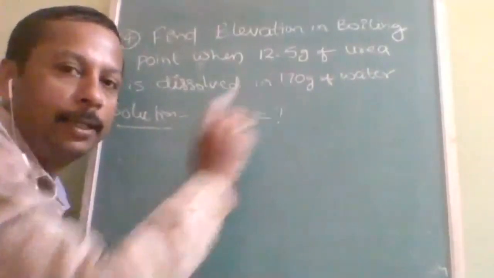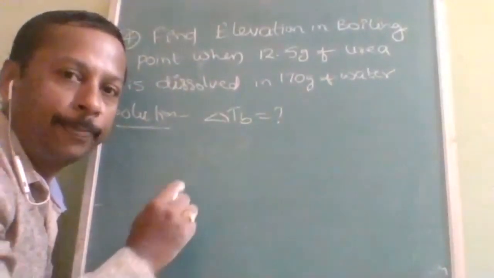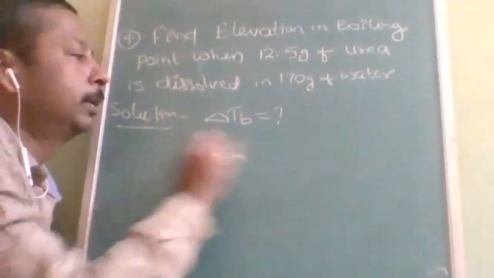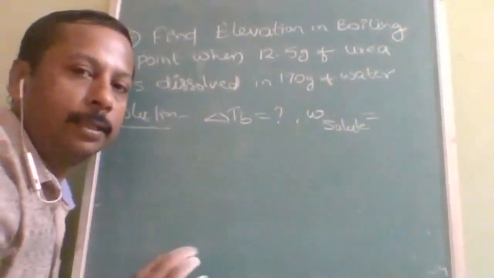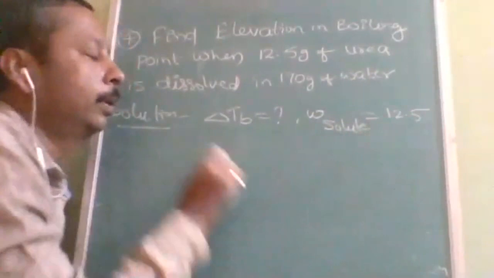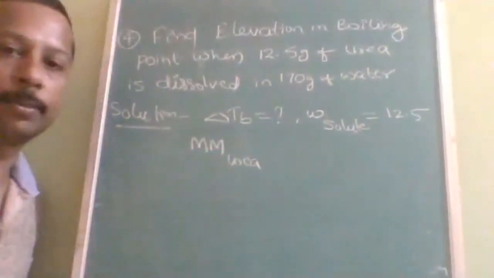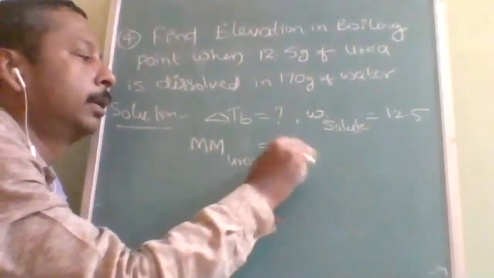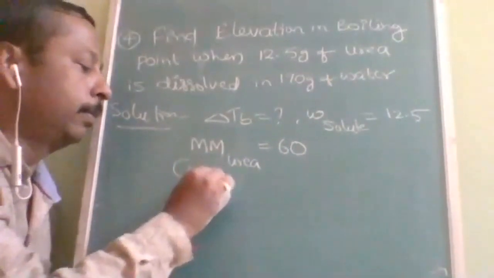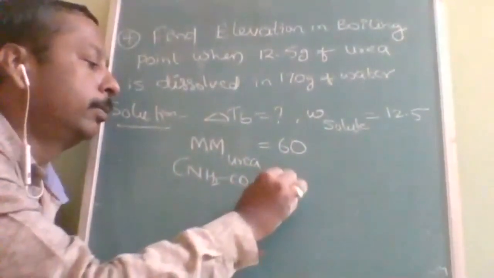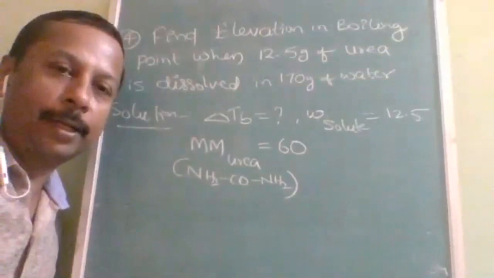12.5 grams of urea is dissolved in 170 grams of water. What does it mean? 12.5 is what? Very good, the mass of solute. If you are able to identify like this, then it is nice. Same way, you should write down the frequently asked molecular masses. Molecular mass of urea is 60. What is the formula? NH2CONH2 is the molecular formula of urea. When I simplified, I got 60. I think everybody will get the same answer.